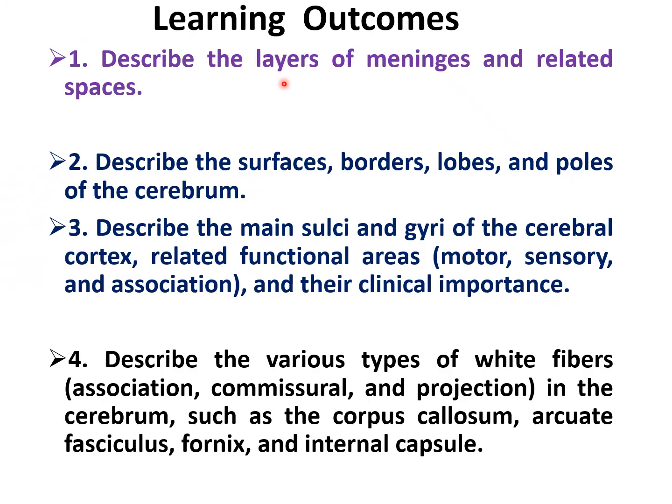So here are the learning outcomes. You need to know about the meninges and their layers, and the meningeal spaces. The second part will be related to brain morphology, the cerebral morphology, including surfaces, borders, lobes, and poles. Also, you need to know about the main sulci and gyri in each cerebral hemisphere, and the related motor, sensory, and association areas and clinical relevance. The third part is related to the white fibers, which could be association, commissural, and projection.